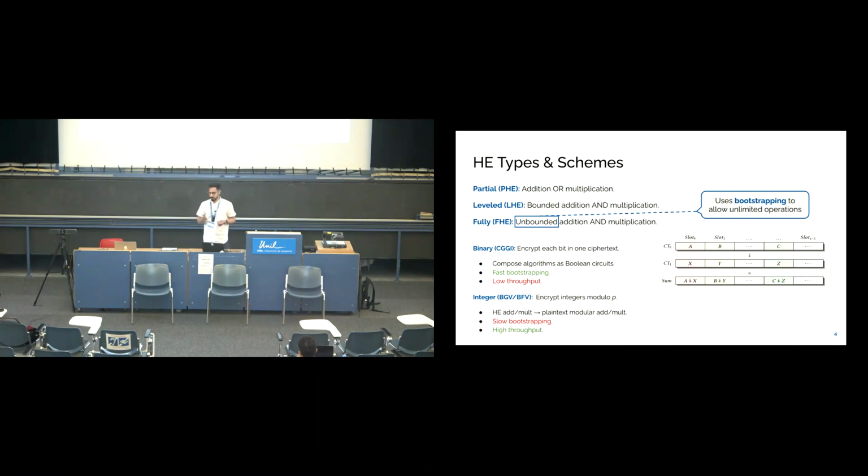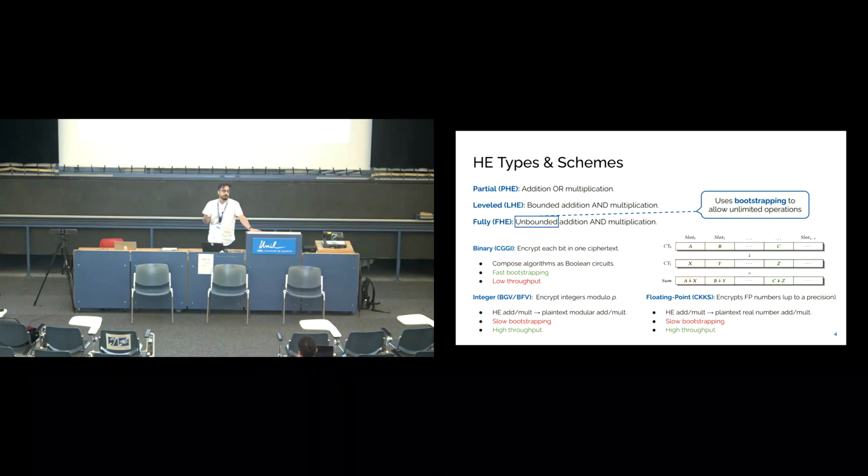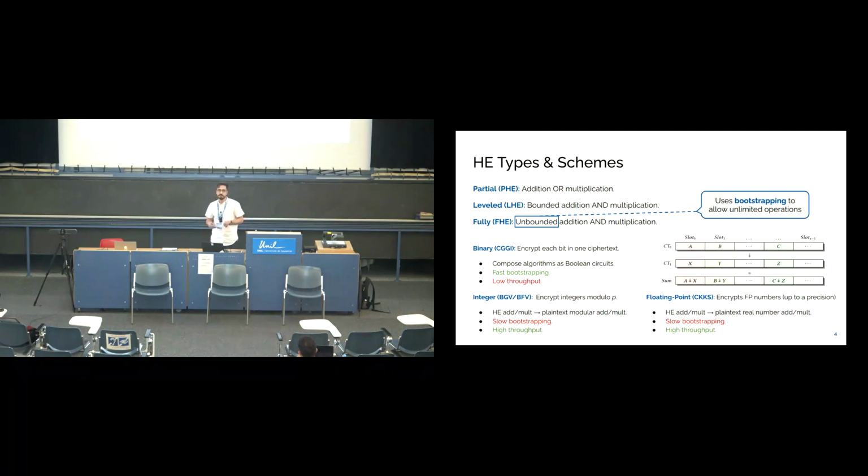This is called batching. Finally, we have floating point schemes, the most popular being CKKS, that encrypt floating point numbers directly, but up to a certain precision. Floating point schemes share many similar details with integer-based schemes, and they also have slow bootstrapping, but they can do batching or packing, and thus they have very high throughput.